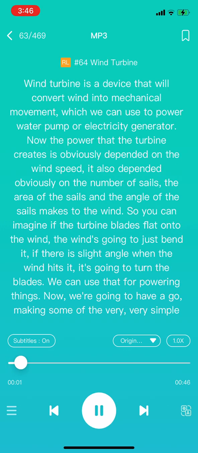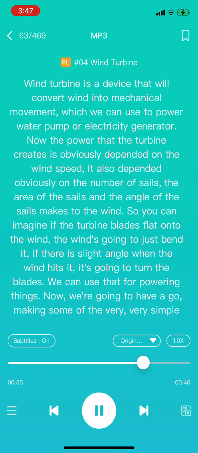A wind turbine is a device that will convert wind into mechanical movement, which we can use to power a water pump or electricity generator. Now, the power that a turbine creates is obviously dependent on the wind speed, but it's also dependent on the number of sails, the area of the sails, and the angle that the sails make to the wind. If you can imagine, if the turbine blades are flat onto the wind, the wind is just going to bend it. But if they're at a slight angle, when the wind hits it, it's going to turn the blades, and we can use that for powering things.